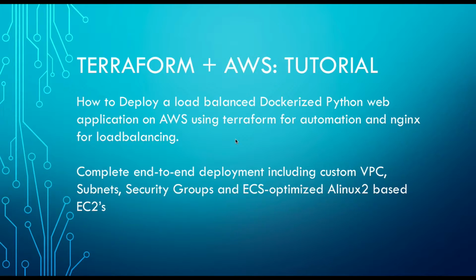This can further be customized as per one's need. We are going to use an AMI that is already ECS-optimised AMI 2 for creating the EC2 for our Docker workloads as well as for our Nginx. So let's get started with the tutorial.